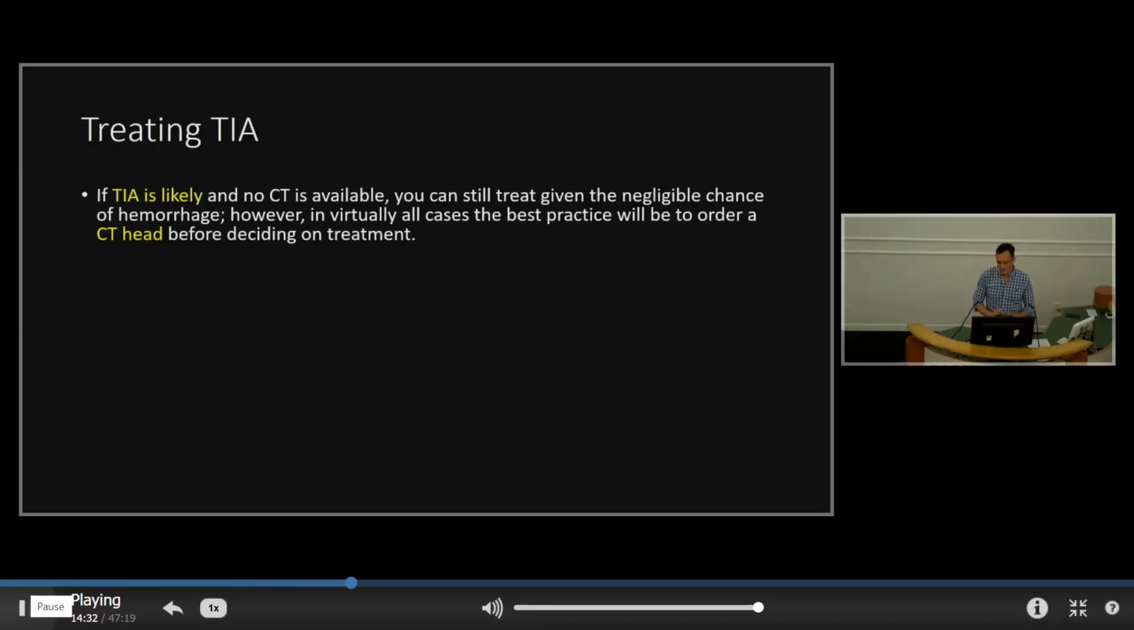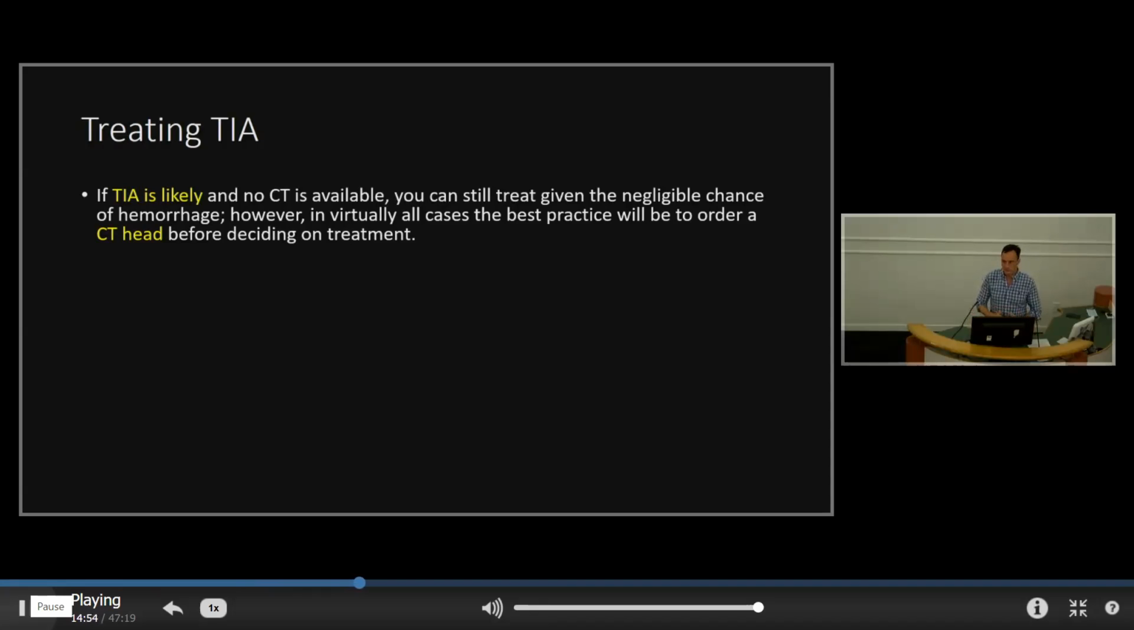How do you treat a TIA? Now, I guess a lot of people don't know this, but if a TIA is likely, like you're very confident you have those features based on the history I talked about, and let's say you're working remotely and you don't have a CT, you can actually give aspirin and give some treatment without necessarily imaging them, because the chances of this being a bleed is virtually zero.